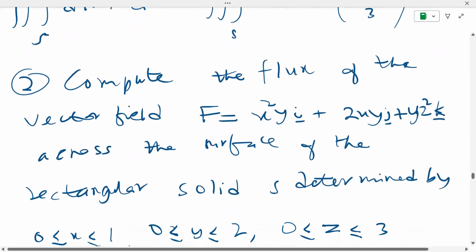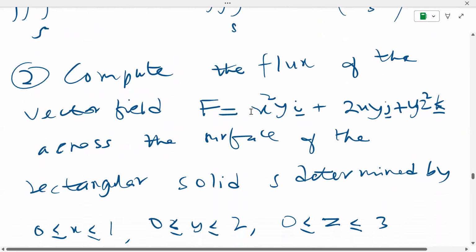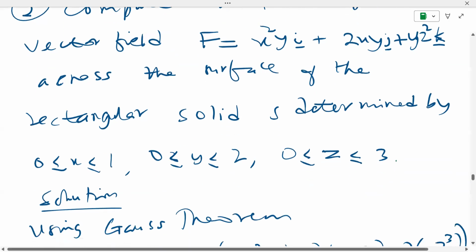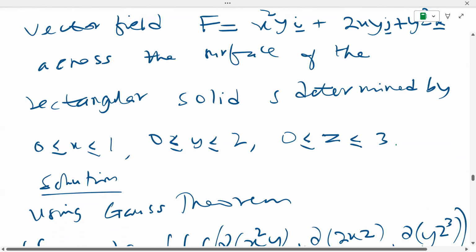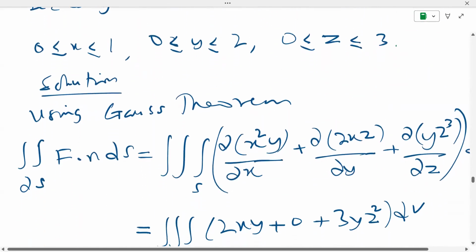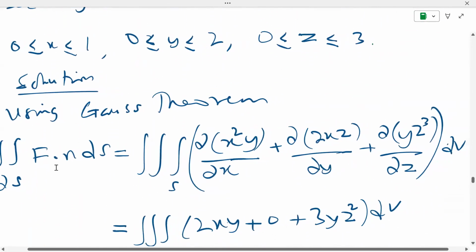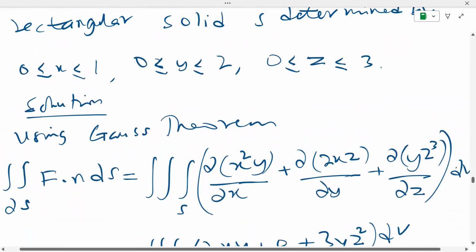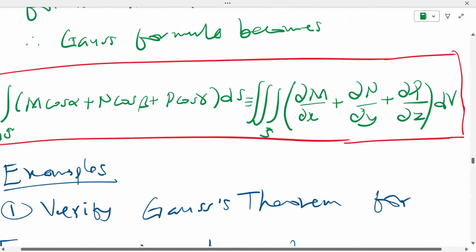Now we want to compute the flux of the vector field given this way across the surface of the rectangular solid S determined by this interval. X is between this and that, Y is given by this, and Z by the following. Straight away, using the Gauss theorem, we write it down. So we have our value here being equal to that. Now remember that we give this here.